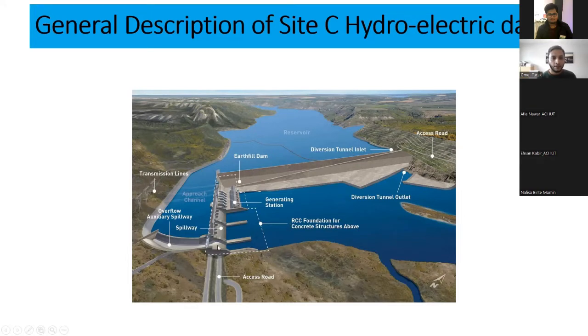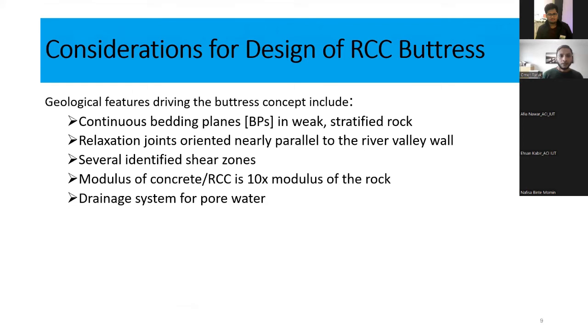So what we see in this image, everything above, all the concrete and earth fill, will be exposed, and our foundation, which is the RCC foundation, will be submerged in the water. So we'll never see it in daylight. So what is the consideration to select RCC? And why did we build an RCC buttress?